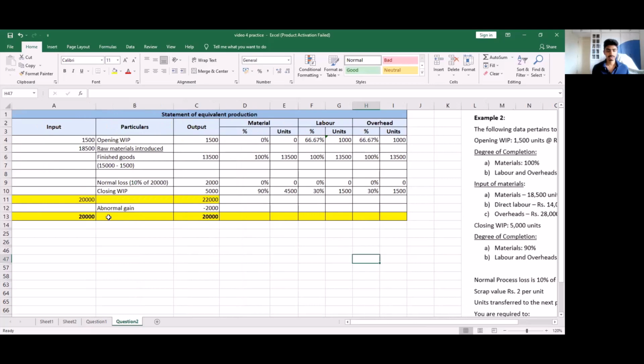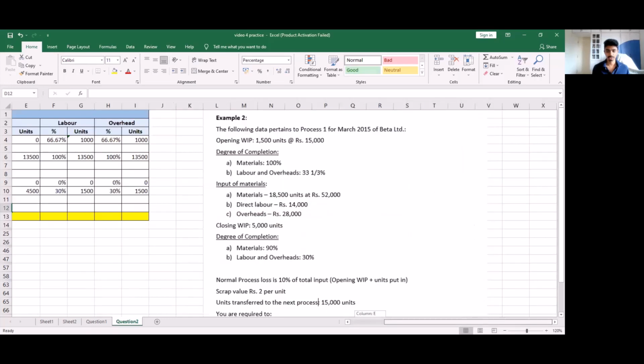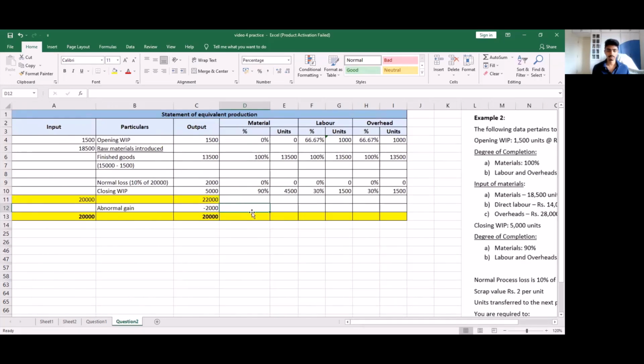Next, we have our abnormal gain. So abnormal gain, we take 100%. Though not mentioned here, our abnormal gain will go on to become finished goods. So we take 100%. So all of this will be minus 2,000 because 100% of minus 2,000 is minus 2,000.